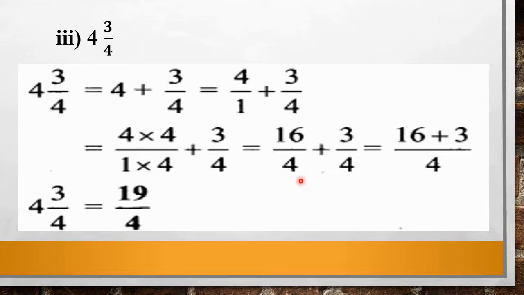Now here you can see the same denominator. So we can simply add the numerator over a common denominator. So 16 plus 3 upon 4. So you will get 19 by 4. So 4 and 3 by 4 is equal to 19 by 4.